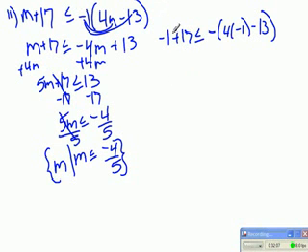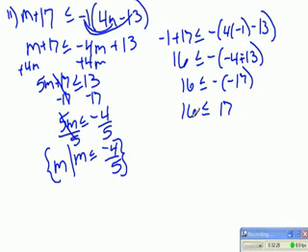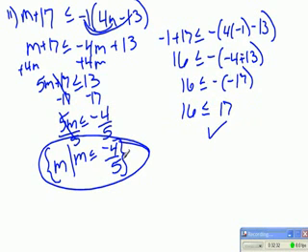with negative 1. Negative 1 plus 17 is 16. A negative there. Negative 1 times 4 is negative 4. Negative 4 plus negative 13 is negative 17. And negative 17 is positive 17. 16 is less than 17. That's true. So my answer was correct.